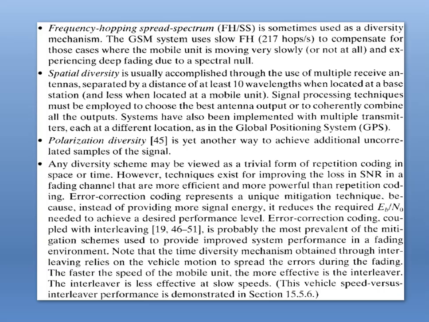Error coding combined with interleaving is probably the most prevalent mitigation scheme used to provide improved system performance in a fading environment. Note that the time diversity mechanism obtained through interleaving relies on the vehicle motion to spread the errors during the fading. The faster the speed of the mobile unit is, the more effective the interleaver is. The interleaver is less effective at low speed. The vehicle speed versus interleaving performance is demonstrated in the next videos.